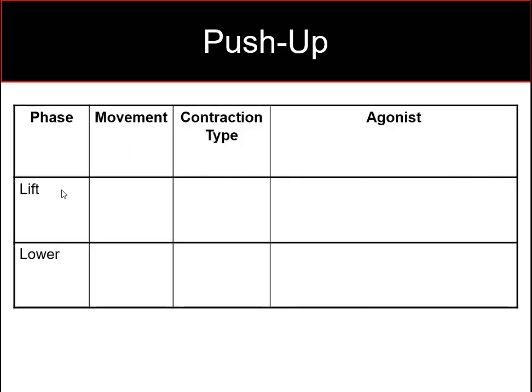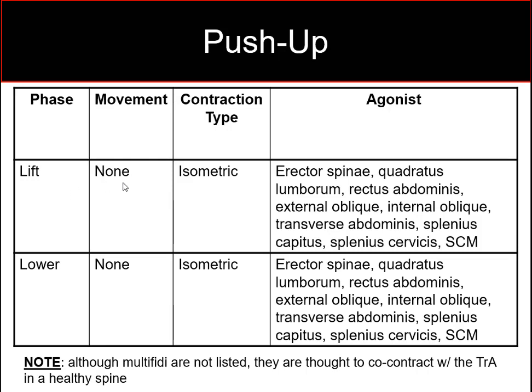So lift and lower. On the way down, there's no movement, right? The spine's not moving at all. So we want the spine to be neutral on both aspects, so it's isometric the entire time. Gravity is trying to pull him down into spinal extension. So you are going to be engaged in the anterior abdominal musculature to keep that spine neutral.